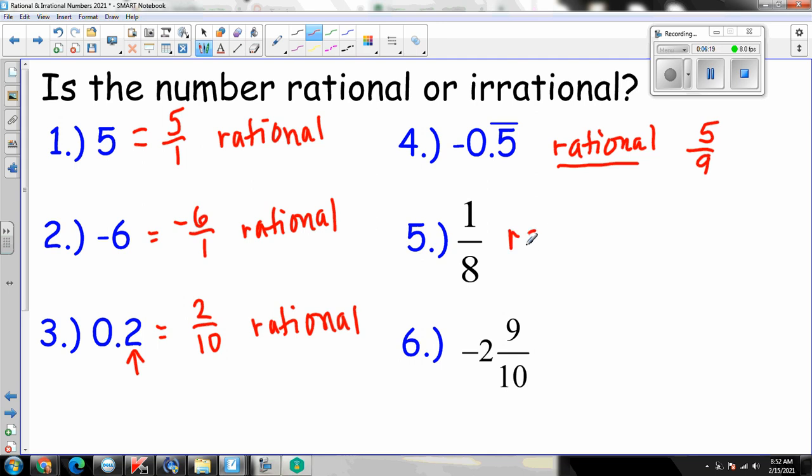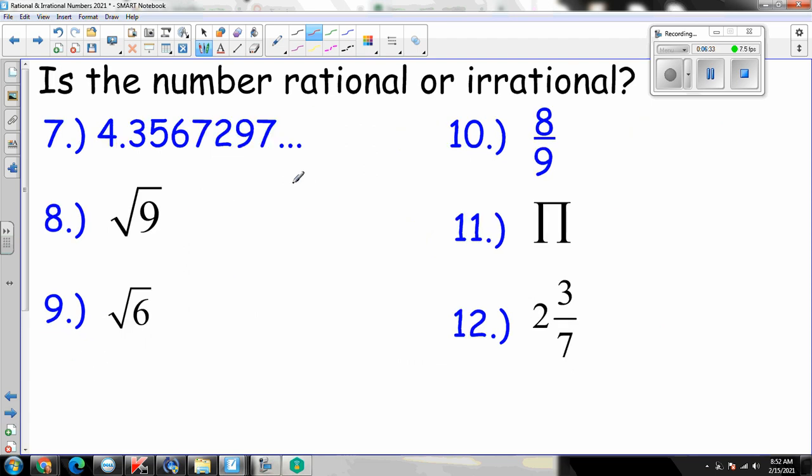Number 5 is also rational because it is a fraction. And number 6 is also rational because I can make it improper, right? I can make it an improper fraction because it is a mixed number.